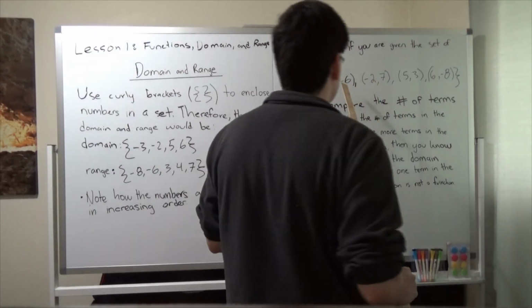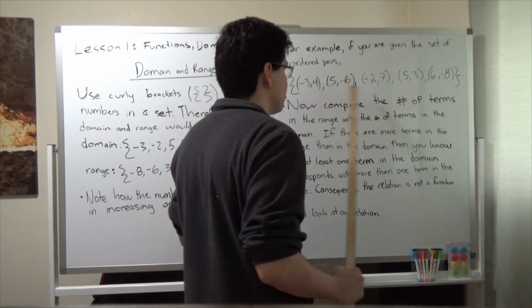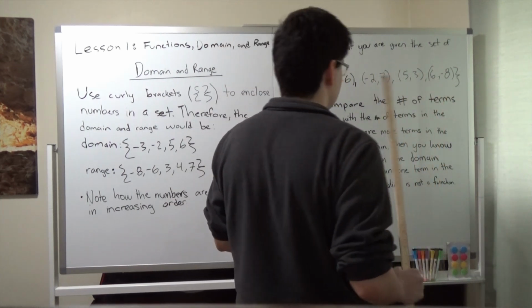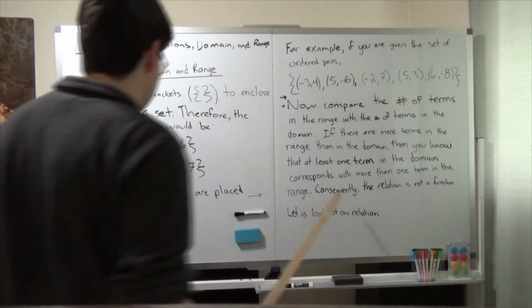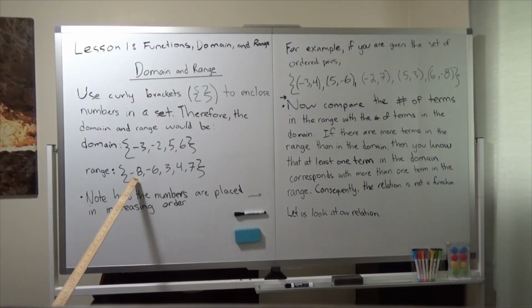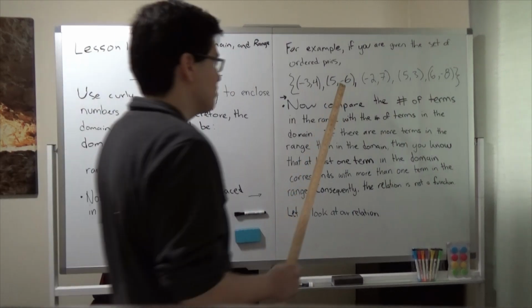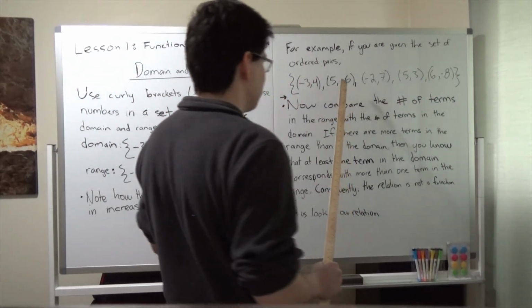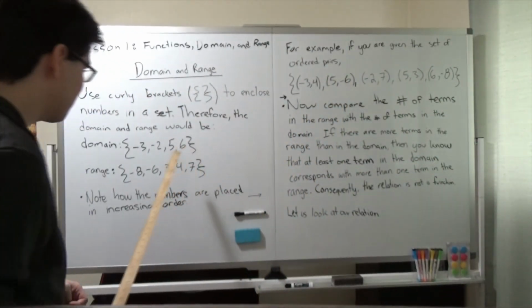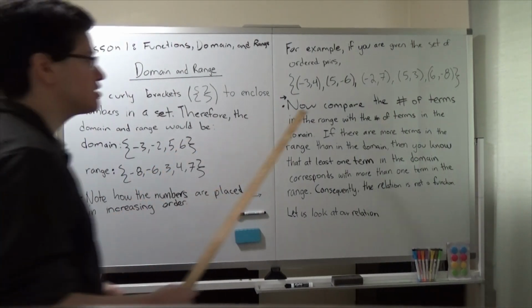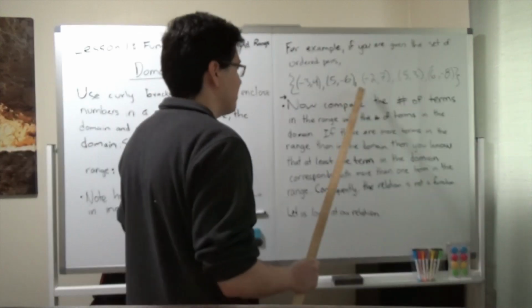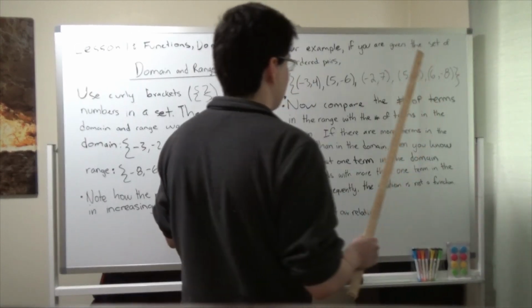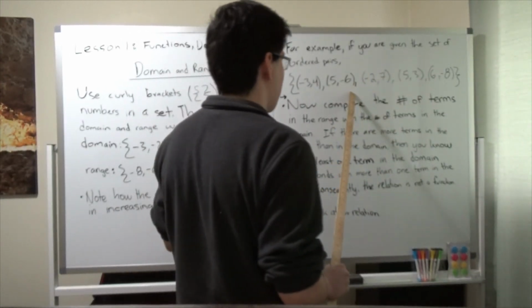Next we do the range. We start with the least number. The least number out of these y-coordinates is -8. So we start with -8, then -6, which is the second smallest number out of the y-coordinates.